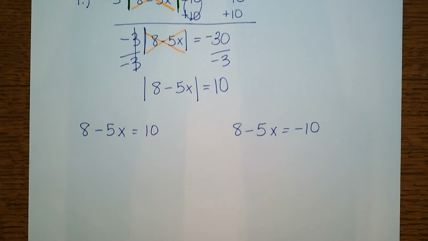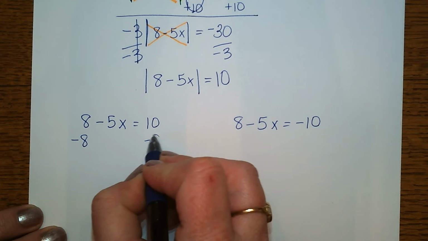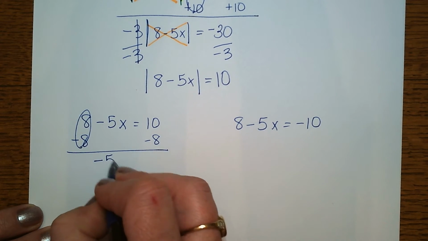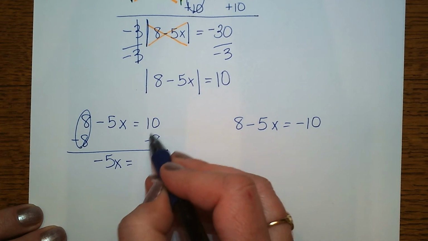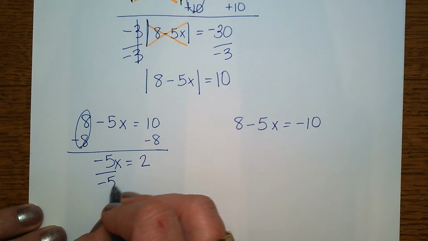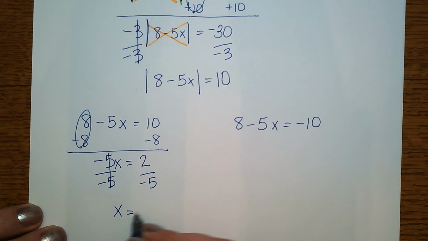And now you're going to solve both of these equations. Subtract 8 from both sides. That leaves me negative 5x equals 10 minus 8, which is 2. Divide by negative 5, and x equals negative 2/5.